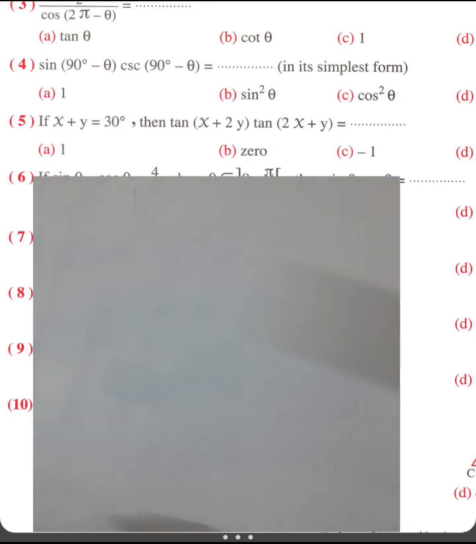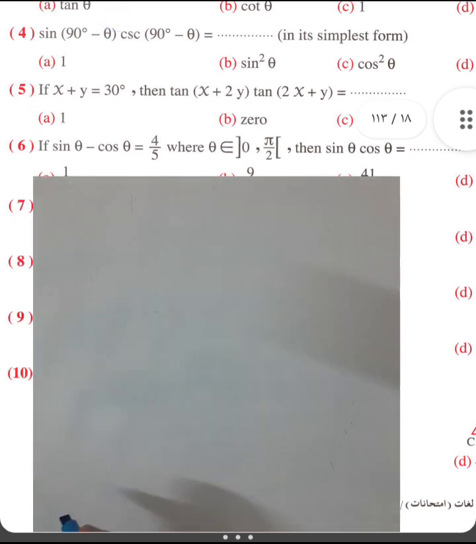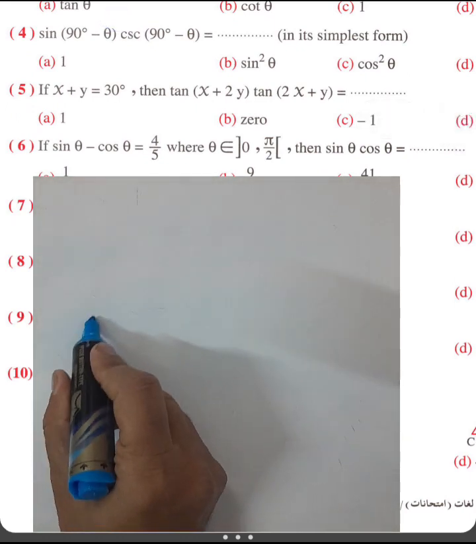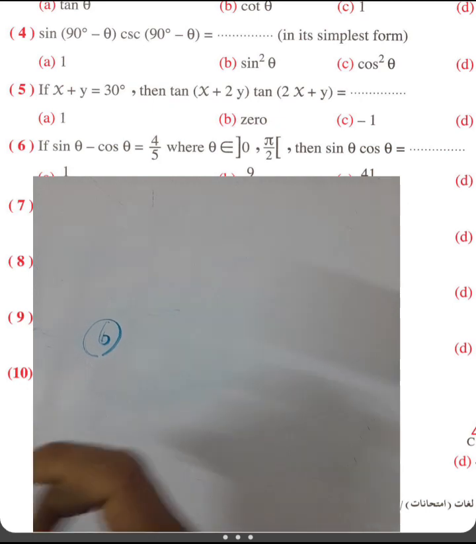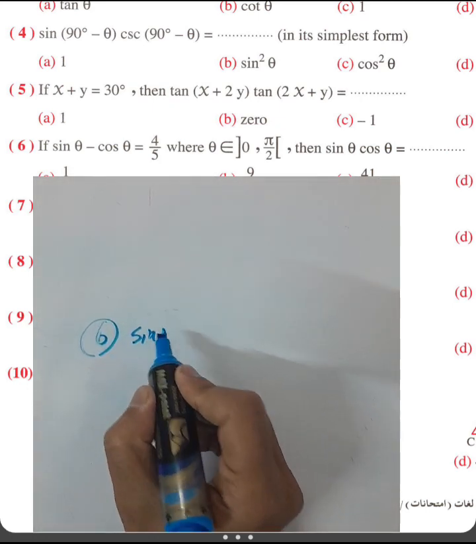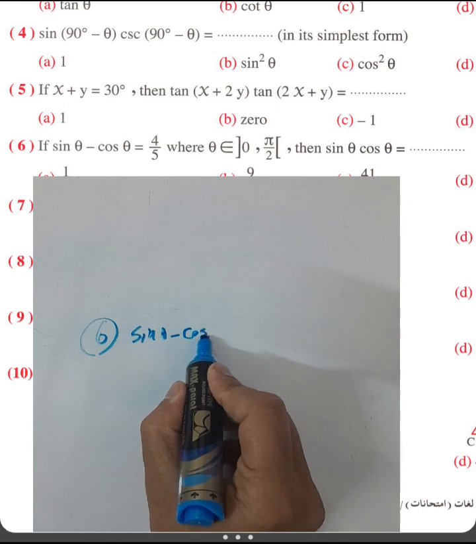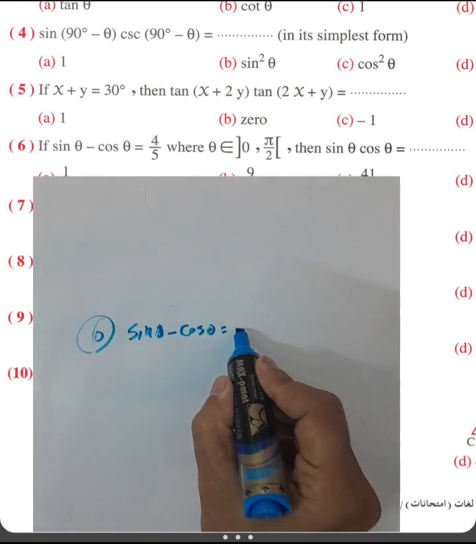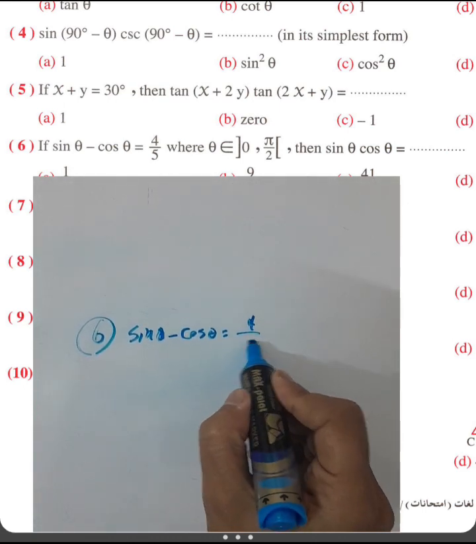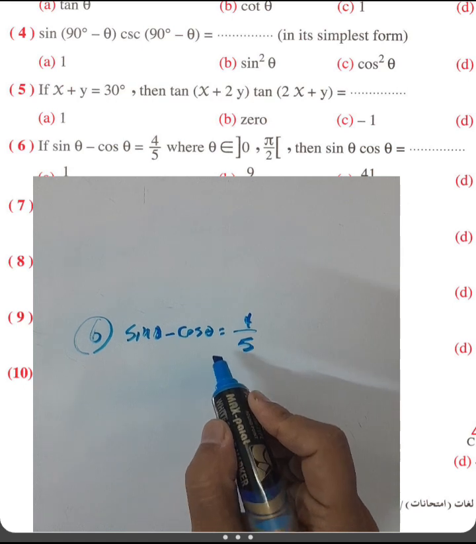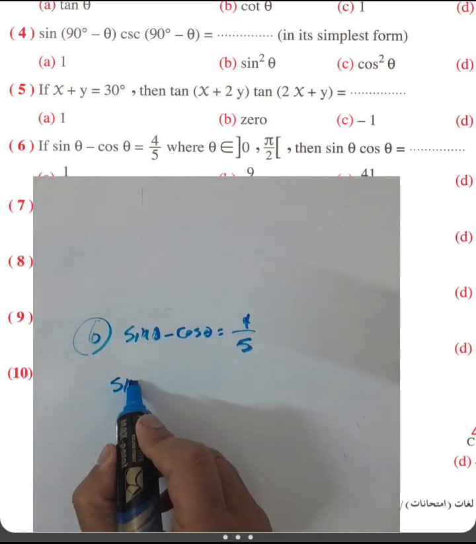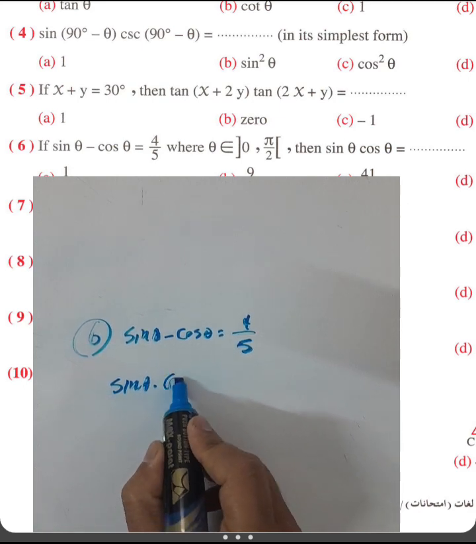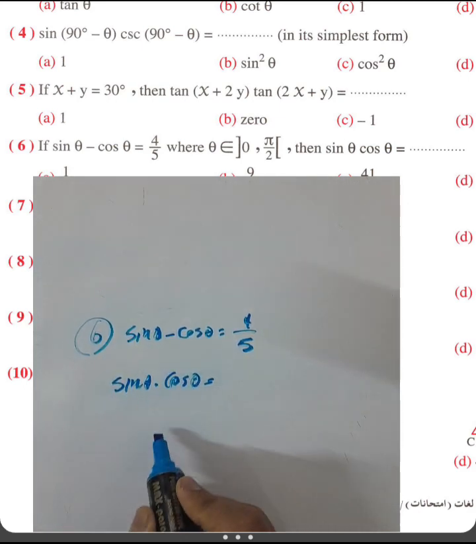Okay, which shows letter A about question number 5. Question number 6. If sine theta subtract cosine theta equal 4 over 5, with theta belonging to 0 and 90, in the first quadrant, then you want to find sine theta product by cosine theta.